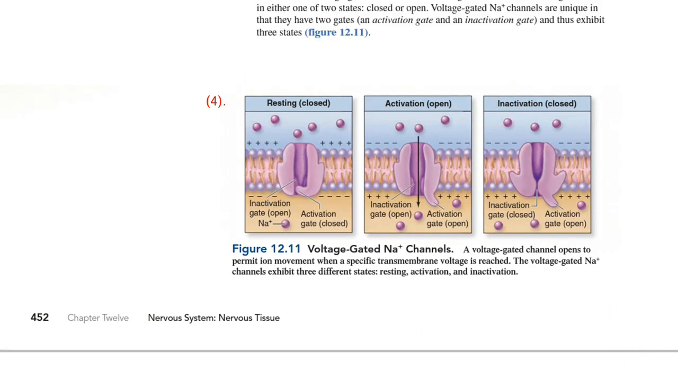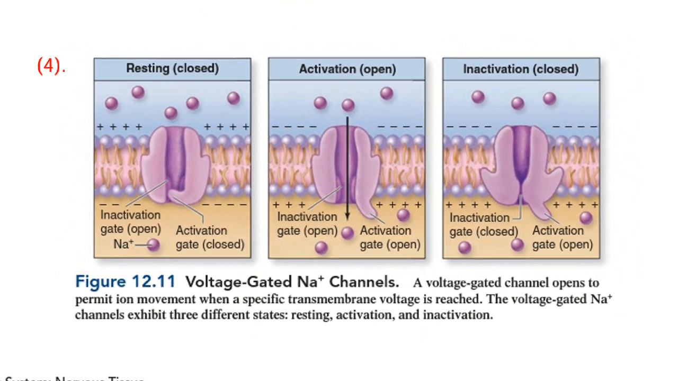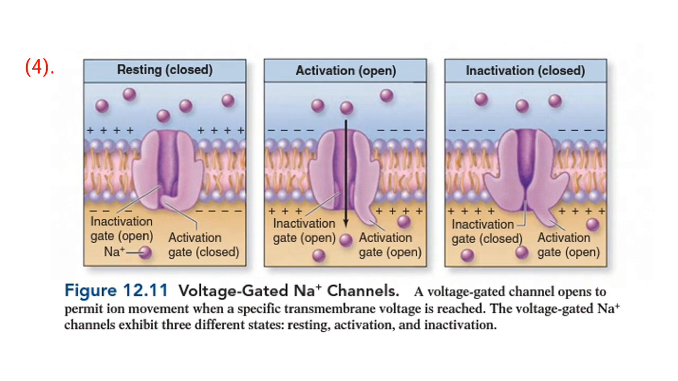So in this figure here, as you can see, the plasma membrane of a neuron is shown, and with the purple color they are showing the sodium channel, and this sodium channel is a voltage gated Na plus channel. In the first box, as you can see, the channel is closed.